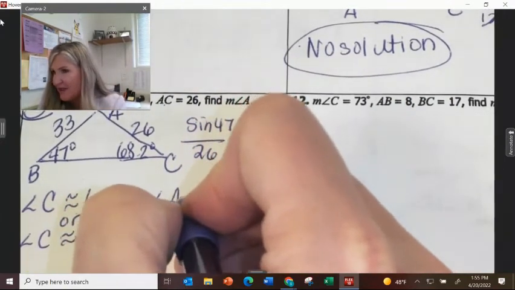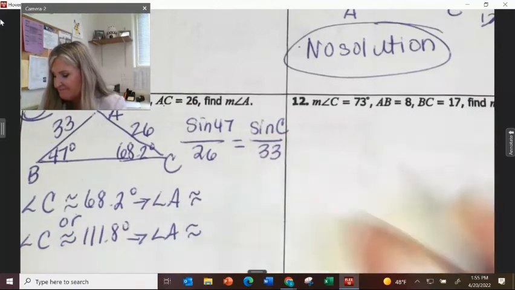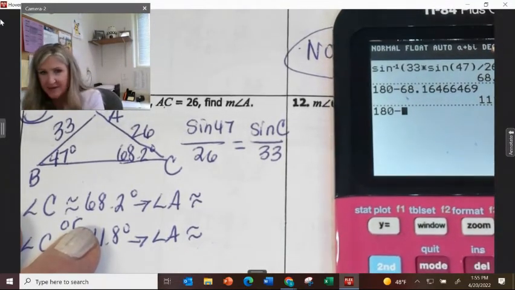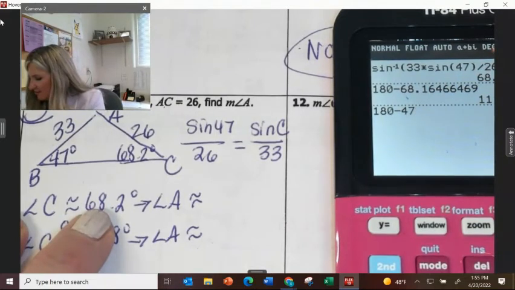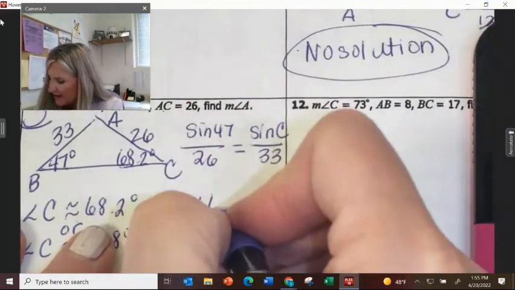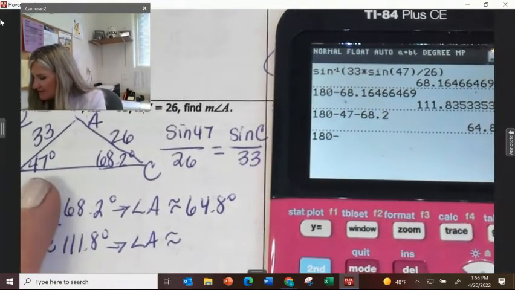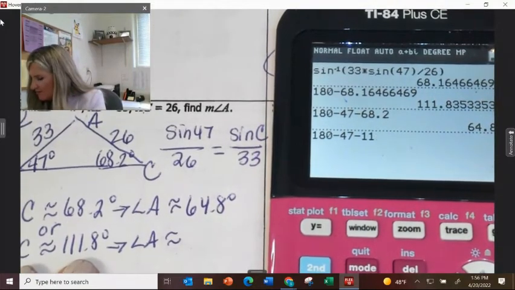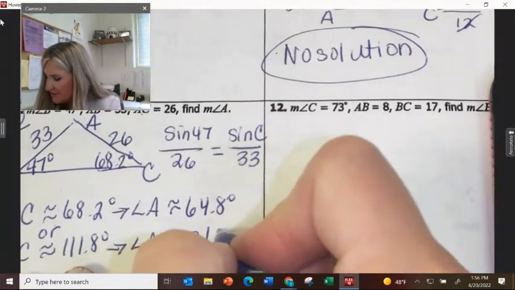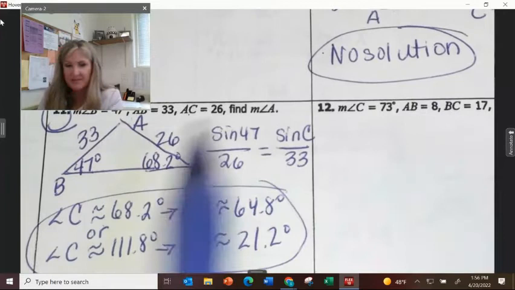And then we have to find angle A for this situation and angle A for this situation. Are you guys with me on this? You understand what I'm doing? So I'm going to have to do 180 minus 47 minus 68.2. That's going to be one of my answers, 64.8. Or it could be this situation, 180 minus 47 minus 111.8. Or it could be that, 21.2 degrees. Both of those would work. All right, so both of those could be our answers.